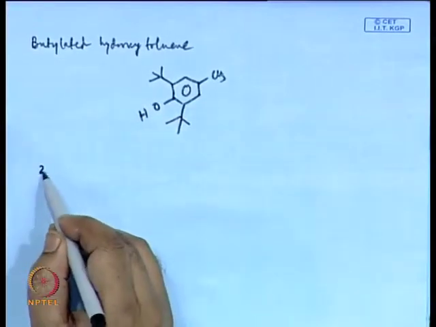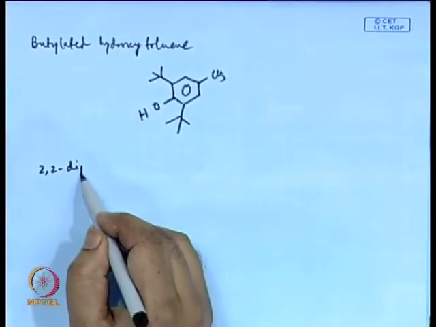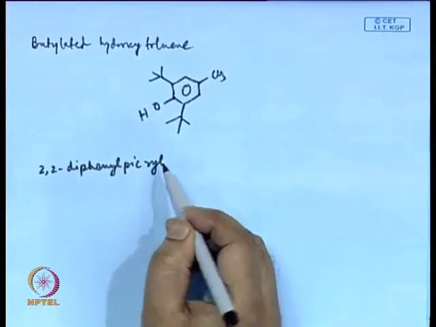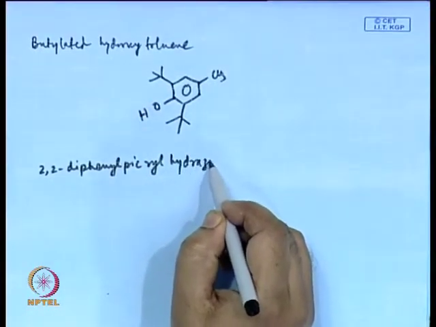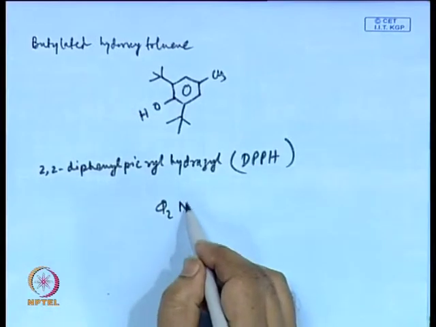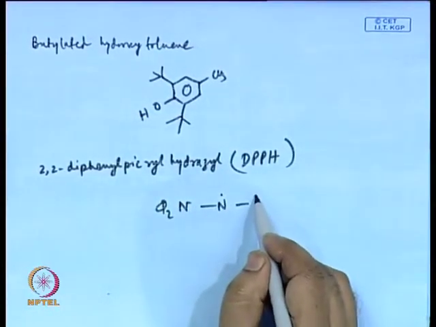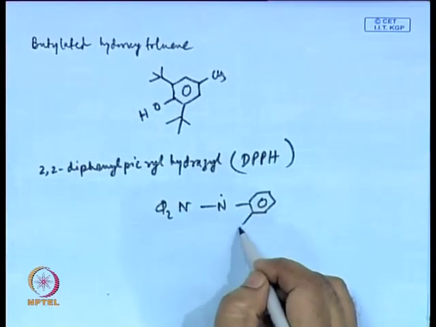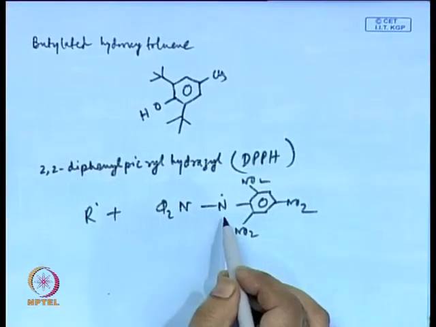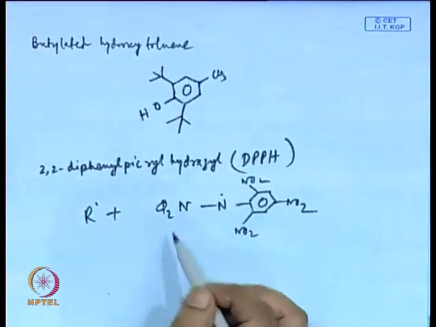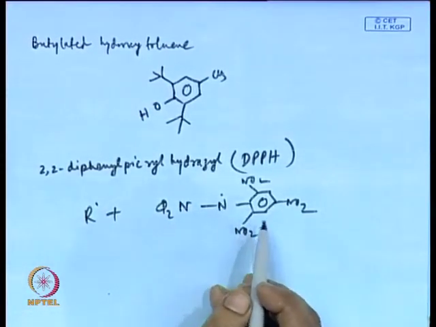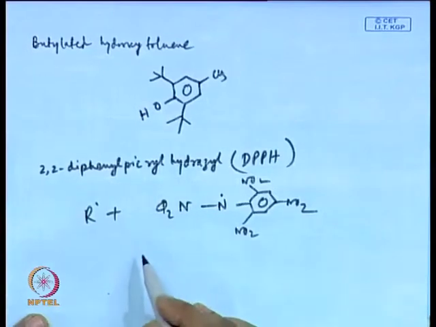The other example is 2,2-diphenyl picrylhydrazyl, DPPH. It does not react with any monomer, it reacts only with radicals and forms a non-radical species.